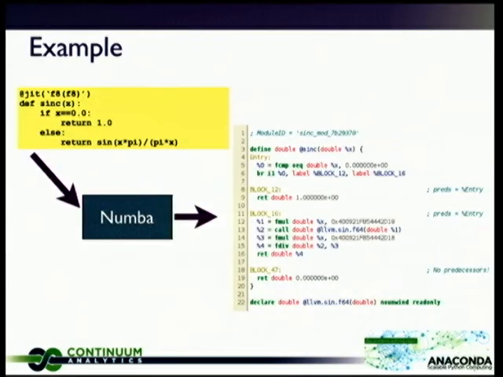So that's the idea. Here's an example. We take a Python function like this sync function, and then there's really two APIs to Numba, just JIT and AutoJIT, and you'll see both of those. With JIT, you give it a string or some other specification of what the types are for the input and output.